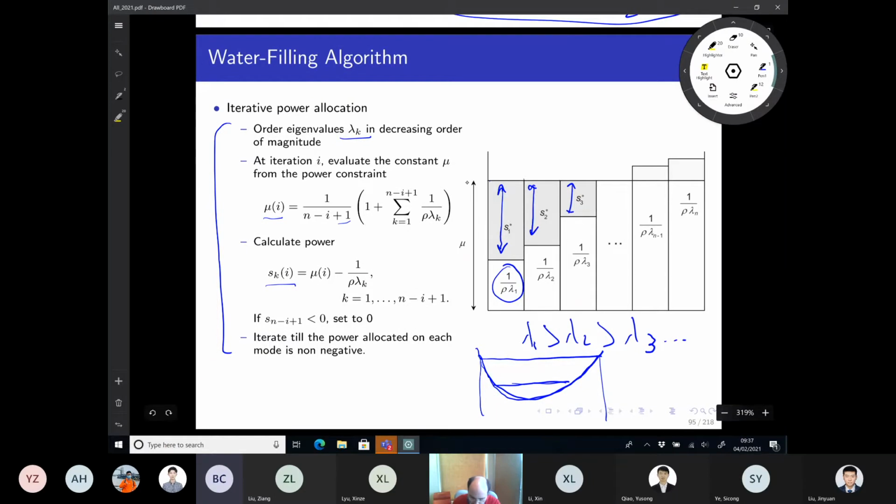And so what will happen is effectively the following. Here you have your mu fixed at a certain level, and if 1 over rho is larger than mu, it means the power you would allocate to this mode is negative. So in other words, you have to set it to 0. So here your power will be equal to 0, here will be equal to 0, and so on, until you have a certain number of power levels that are either 0 or positive, right? And so this is how you can allocate your power to those different modes. The stronger the eigenvalues, the more power you allocate to them.